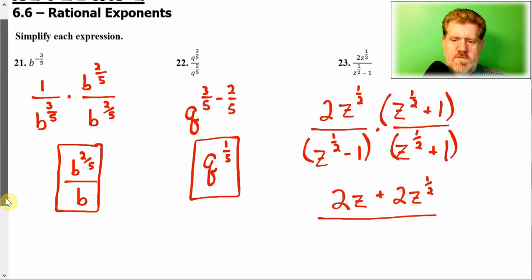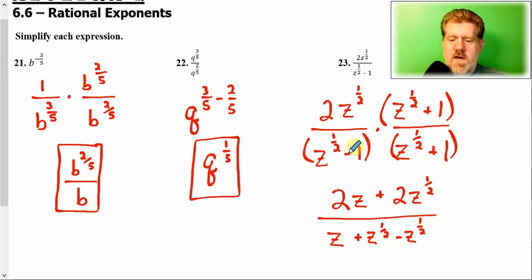Now the denominator. Move that down a little bit. We've got to do FOIL. What's z to the 1/2 times z to the 1/2? When you multiply, you add the exponents. So it's z to the first power, because 1/2 plus 1/2 is 1. And now we do z to the 1/2 times positive 1. Now we do -1 times z to the 1/2. And that's what we wanted to happen, because what's going to happen to these two terms? They're going to be 0. And what's -1 times +1? -1.